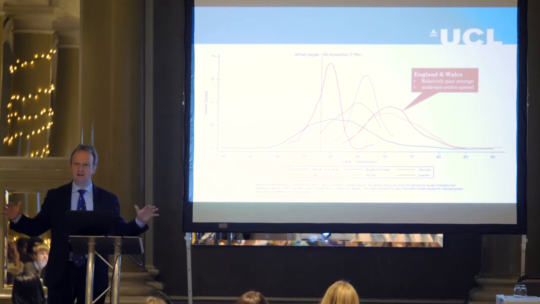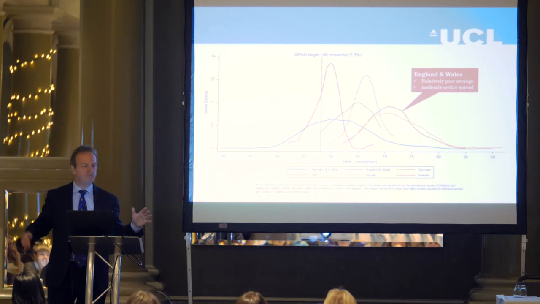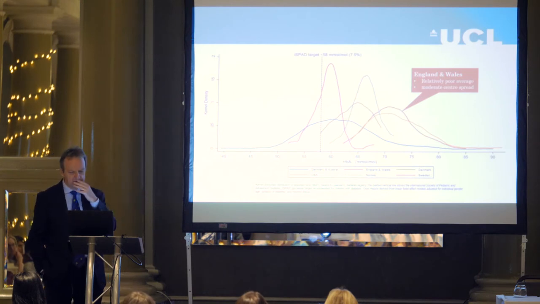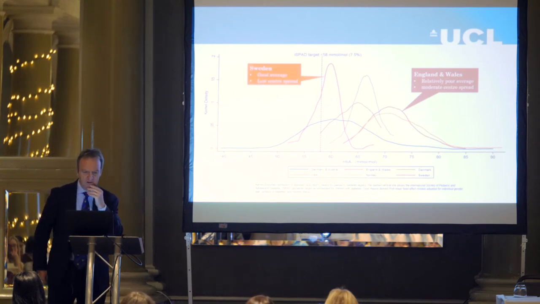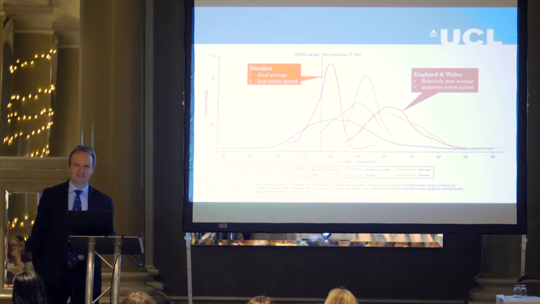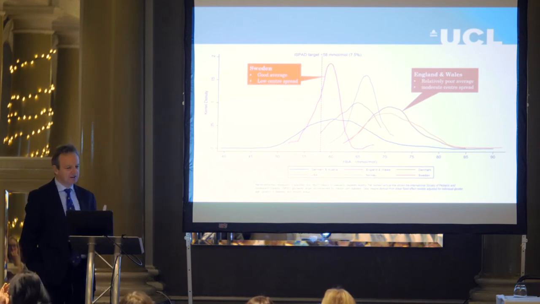And it's a very flat curve, it's spread out, so there's a lot of variation. Some children have HbA1cs up at 85, 90, some down close to 60. Compare Sweden, which is always the place we're envious of. On average, it does much better.